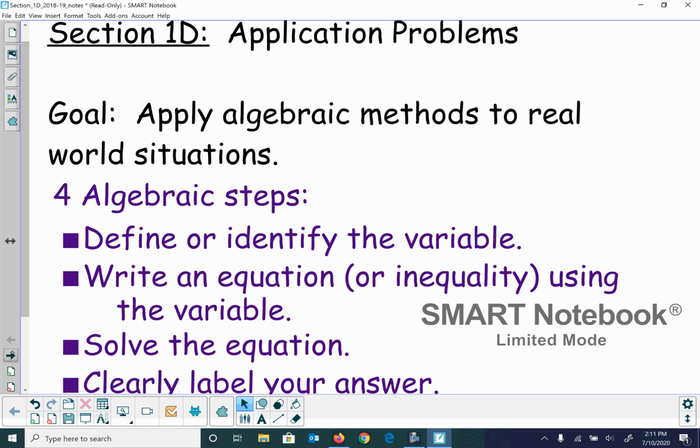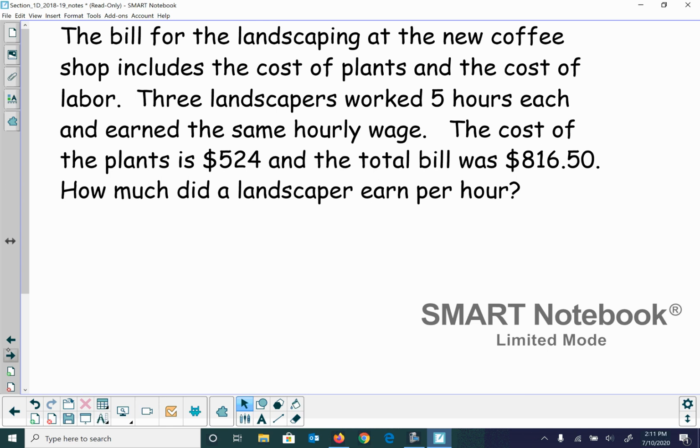First one, it says the bill for the landscaping at a new coffee shop includes the cost of plants and the cost of labor. 3 landscapers worked 5 hours each and earned the same hourly wage. The cost of the plants is $524, and the total bill was $816.50. How much did each landscaper make?